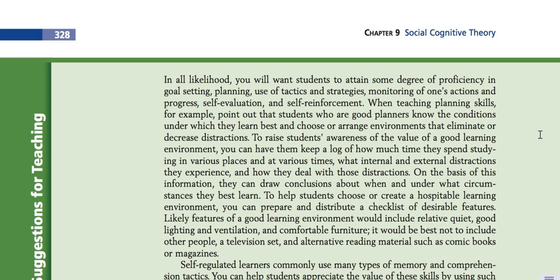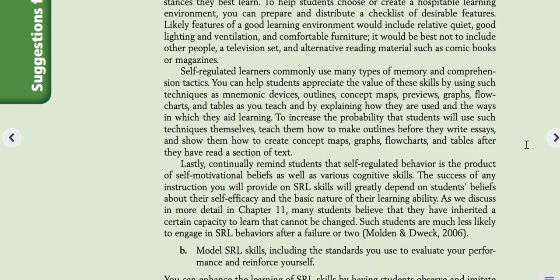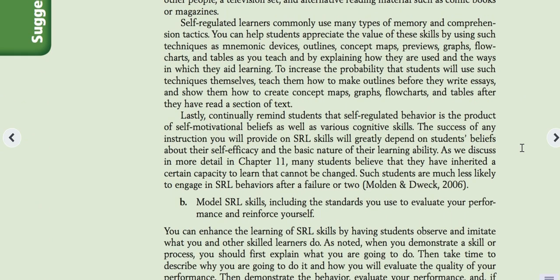To help students choose or create a hospitable learning environment, you can prepare and distribute a checklist of desirable features. Likely features of a good learning environment would include relative quiet, good lighting and ventilation, and comfortable furniture. It would be best not to include other people, a television set, and alternative reading materials such as comic books or magazines.